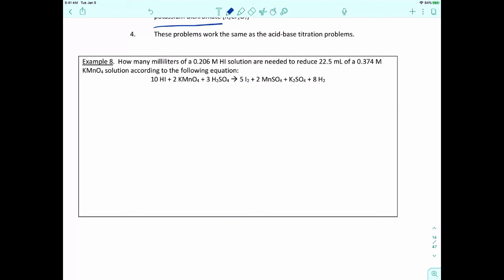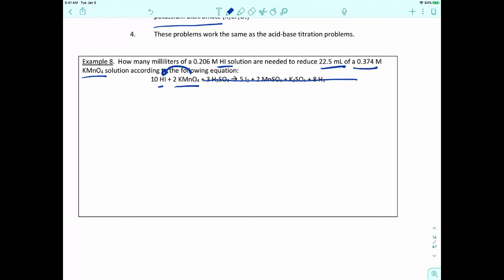10 moles of HI plus 2 KMnO4 plus 3 moles of H2SO4 yields 5 moles of I2 plus 2 moles of MnSO4 plus K2SO4 plus 8 H2O. Holy geez, there's a lot of stuff. Now, like I said, the equation's complicated, but you know that you're working with HI, and you know you're working with KMnO4. So for us, the rest of the equation doesn't matter because we've got the coefficients. We know we're moving from KMnO4 to HI. All right, so you know you got 22.5 milliliters of a 0.374 molar solution.